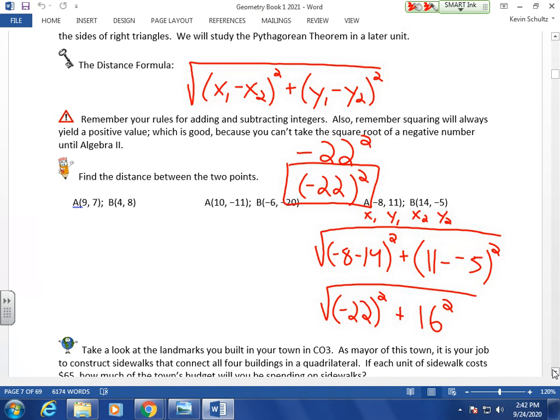So -22 squared is what? 484. 16 squared is 256. So we have the root of 484 plus 256, which gives us what? 740. So the root of 740.